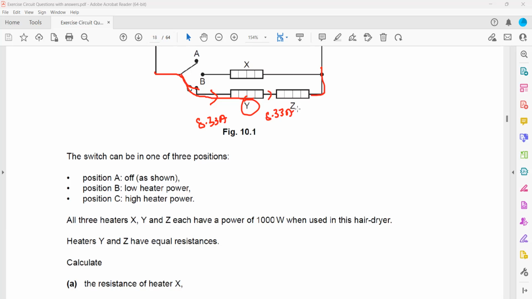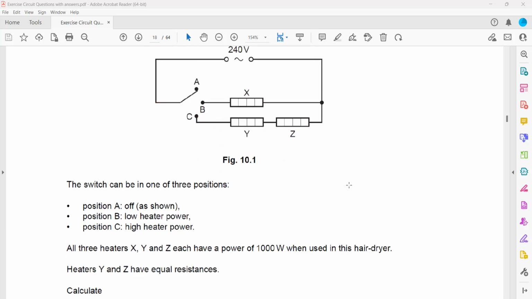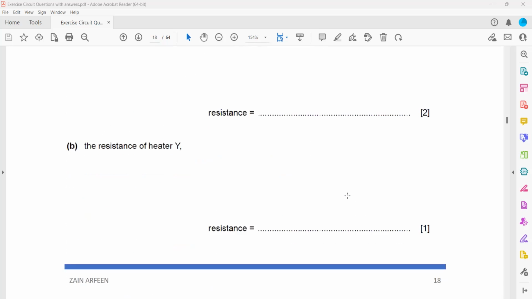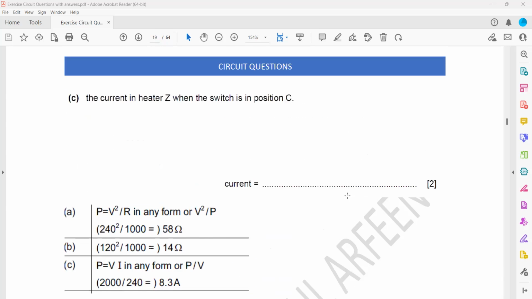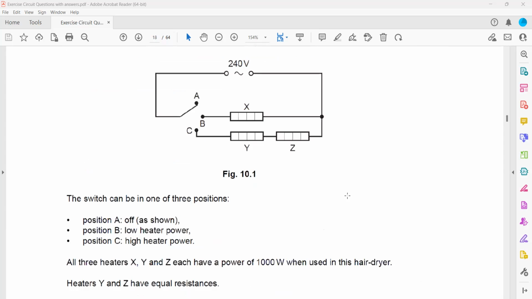X will be different, because X is a different resistor, and X is in parallel, so the current is different. If the question was not about calculating the current in heater Z, but what if the question was to calculate the current from the battery, and the circuit was like this, all connected.